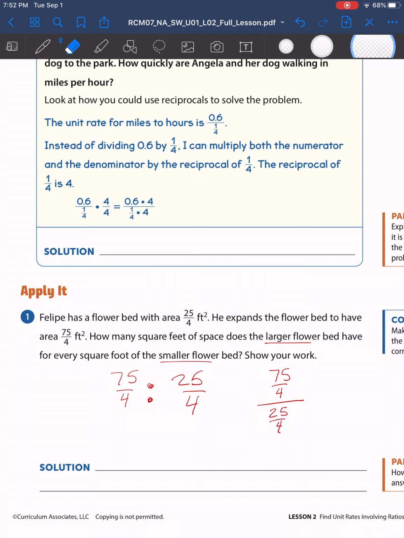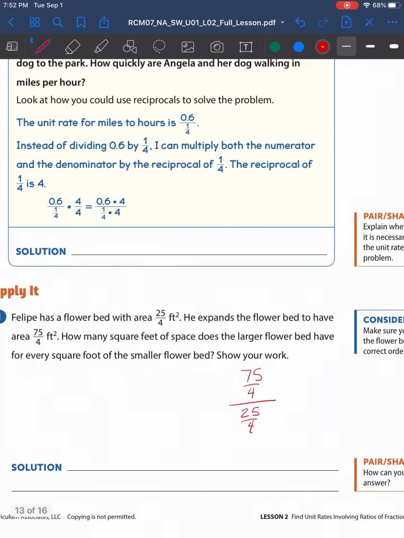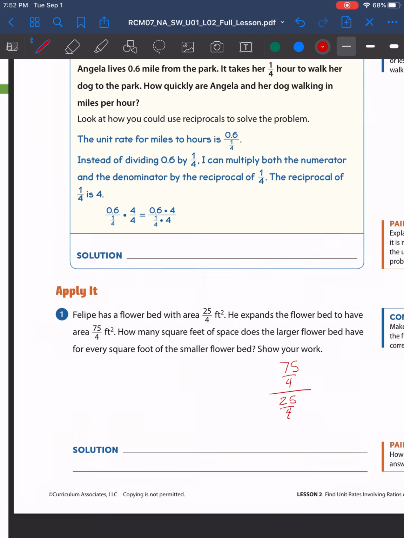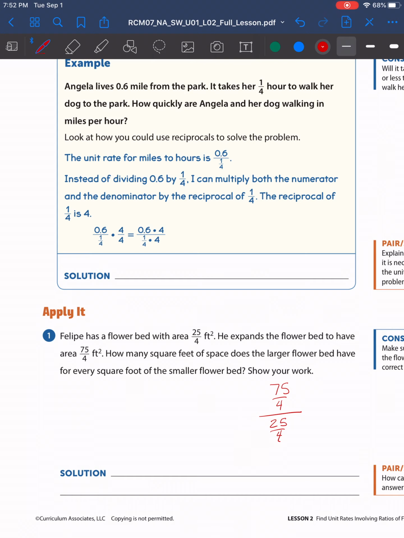Okay, let me erase this. So this is our problem. This is what we're going to work with. 75 fourths divided by 25 fourths. Now I'm going to rewrite that over here, and I'm going to rewrite it so that it's horizontally. Like this. Okay, now that I've written it like this, how do I divide fractions?